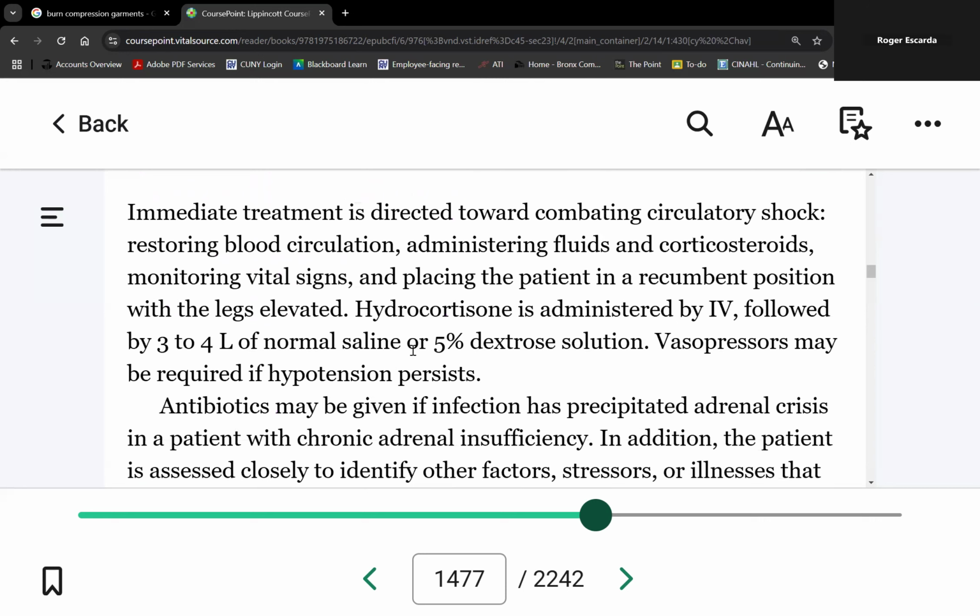Management. Depends. What are we treating? Are we treating Addisonian crisis or Addison's disease? If it's Addison's disease, it's just maintenance of your hormone intake. So you'll be given steroids, either hydrocortisone, which is Solu-Cortef, or it could also be prednisone. Okay, but most people are on hydrocortisone.